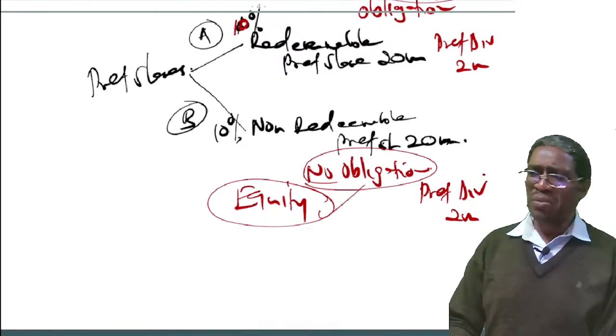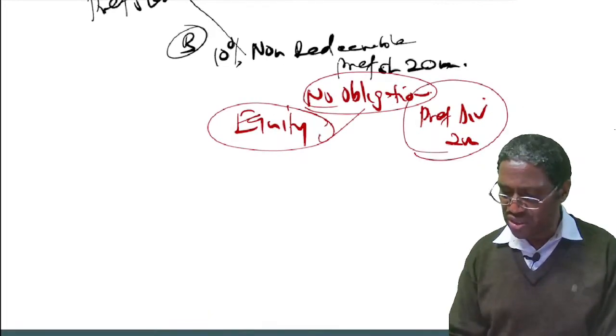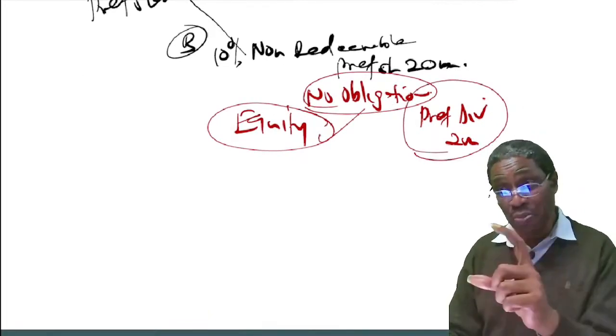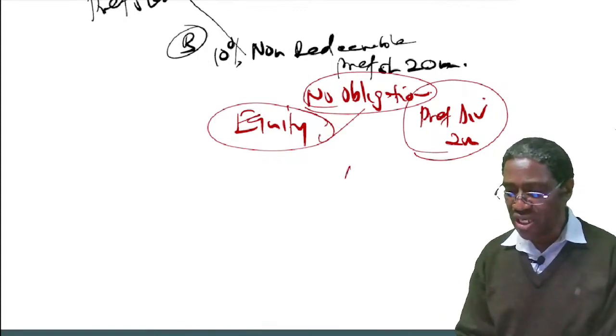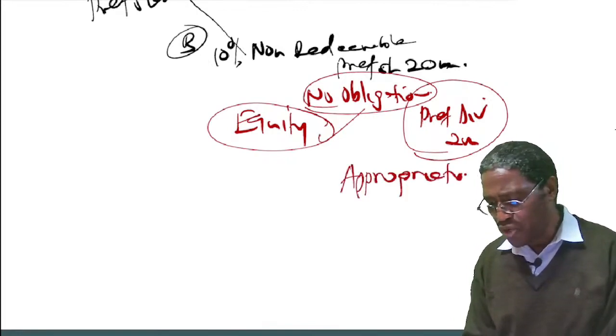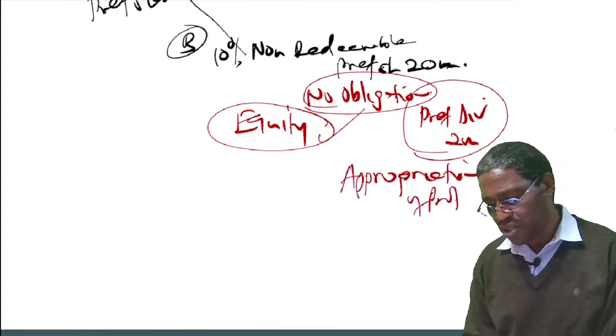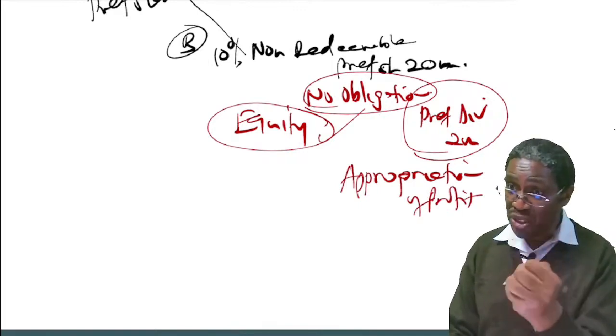For redeemable, for non-redeemable, let me start with it. For non-redeemable preference shares, their dividend will be considered as an appropriation of profit. For redeemable, non-redeemable, you show them as an appropriation.